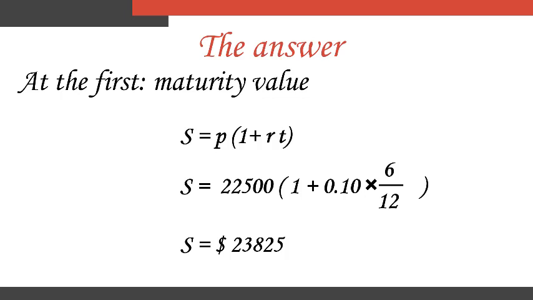The answer: at the first, the maturity value. We can get the maturity value by using S equals B times 1 plus RT, for B equal 22,500, and for R 10% for 6 months. So S will be equal $23,625.